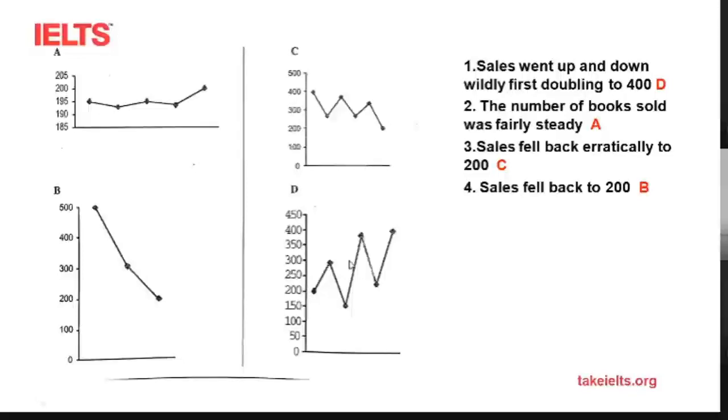Then number 2, the number of books sold was fairly steady. Very good. A is the answer, as steady. It didn't go too much down, nor did it go too much up. It remained stable. So that's the correct answer.